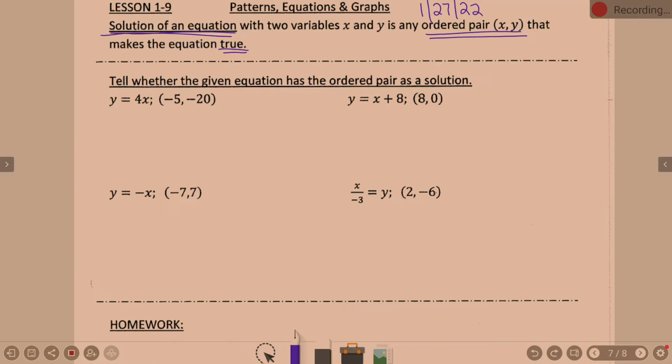So look at the first example. Tell whether the given equation has the ordered pair as the solution. So does negative 5, negative 20 make this equation true or not? Now, big deal. What do you have to know about an ordered pair? What's the order in an ordered pair? What always comes first? Oh, well, if there's multiplication, right? No, you're thinking of order of operations. I'm talking about in an ordered pair. So negative 5 is the what value? And negative 20 is the what value?